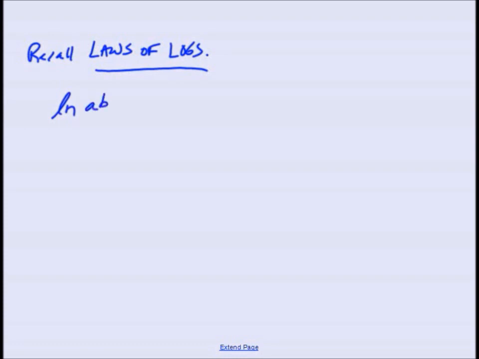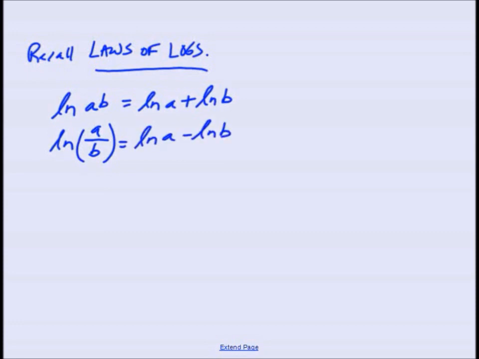Okay, let's recall our laws of logs. So reaching back into our brain to remember that the ln of AB equals the ln of A plus the ln of B. The ln of A divided by B is equal to ln A subtract ln B. And ln A to the power of n is equal to n ln A. Okay, so these rules will help us in simplifying expressions and functions so that we can more easily take the derivative of them.